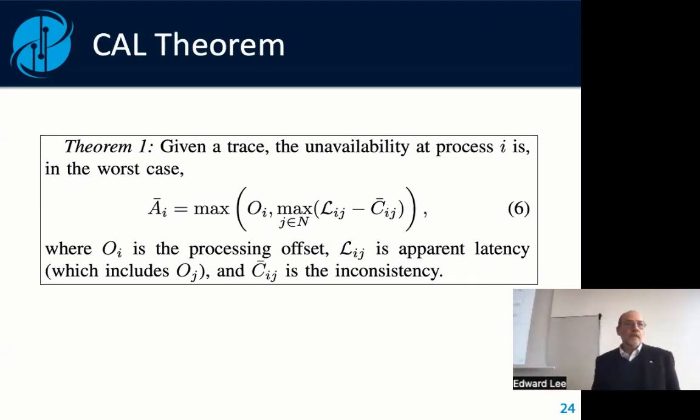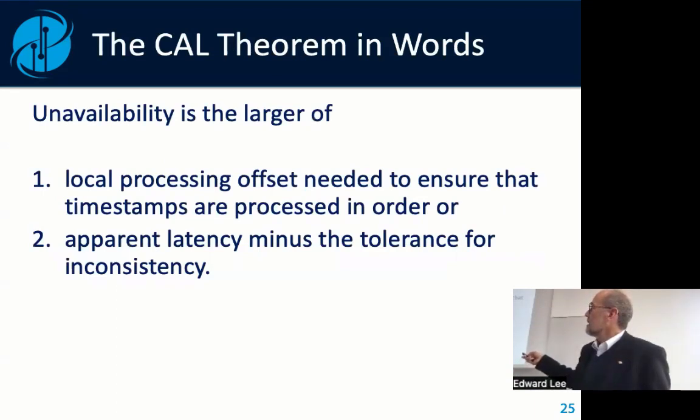So this theorem follows immediately from the definitions. It really doesn't require even a proof. It's just a direct consequence of the definitions. In words, this is what it means, that unavailability is the larger of the local processing offset needed to ensure that timestamps are processed in order. If that number is large, that will dominate your availability. Or the apparent latency minus the tolerance for inconsistency.